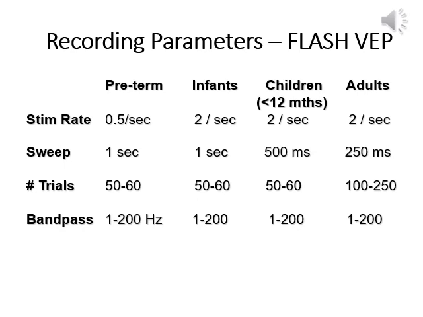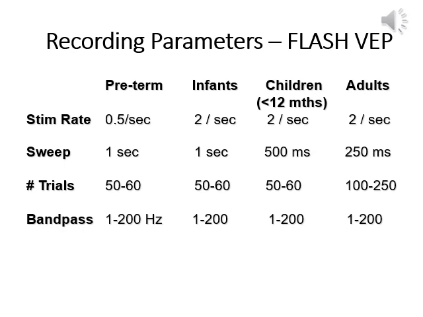The number of trials required in an adult is 100 to 250 trials. In children, infants, and preterm infants, because the skull is thinner, the visually evoked response is actually larger. And so for this reason, fewer trials are needed. And so 50 to 60 trials is often sufficient for getting a good VEP.